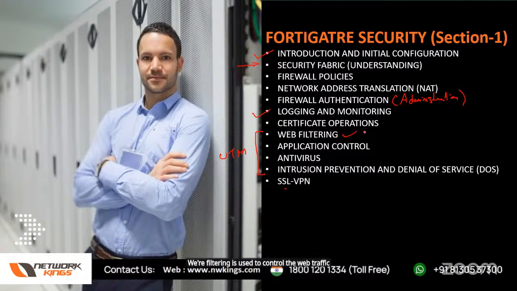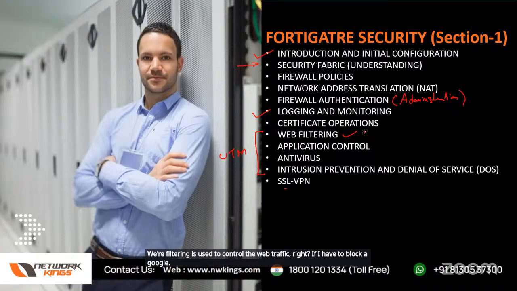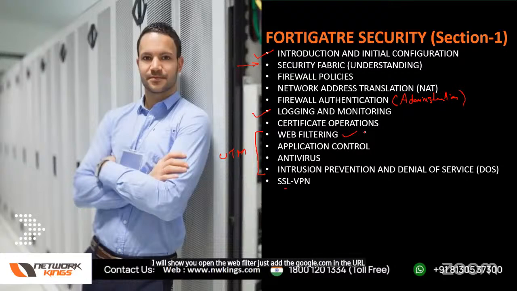If I have to block google.com, I can configure it on the web filter. I will show you. Open the web filter, just add google.com in the URL static entry action block and done. Gone. The google.com will not work. But if I ask you, what did the web filter do? How did the web filter know that the client is sending google.com traffic? How did it know, right? Yes, what it saw in the packet, that is an SNI.